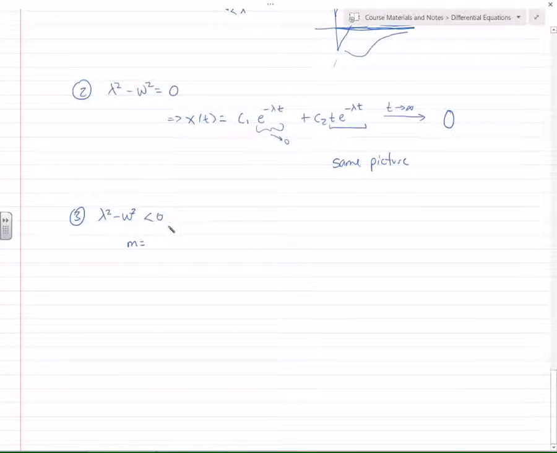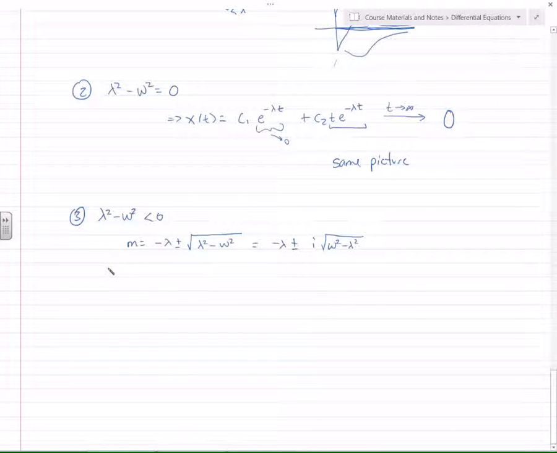In the case where lambda squared minus omega squared is negative, your roots were minus lambda plus or minus the square root of lambda squared minus omega squared. Now, since this is negative, we could rewrite this as negative lambda plus or minus i square root of omega squared minus lambda squared. I switched the order because I pulled out a negative, pulled it outside as the imaginary unit.